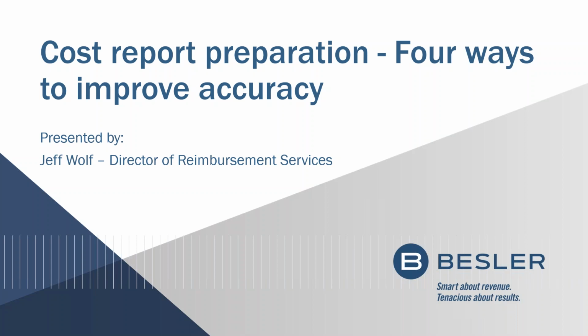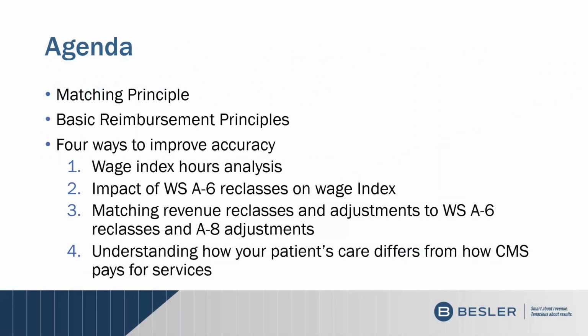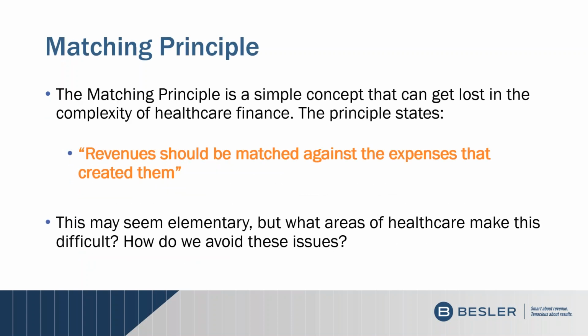We're going to talk about some ways to improve the accuracy of our cost report today. A couple of things that we're going to talk about before we get into the 4 specific issues is a couple of basic reimbursement principles, the matching principle and some basic reimbursement issues that we see quite a bit out in the industry. The first one is the matching principle.